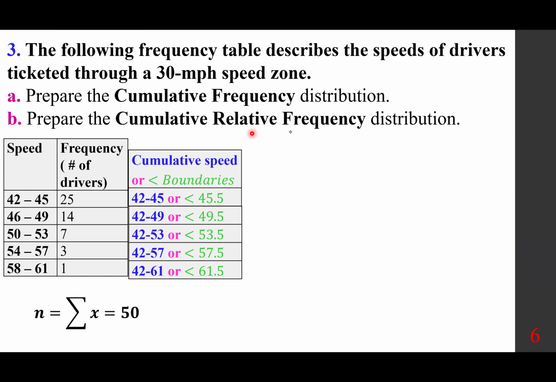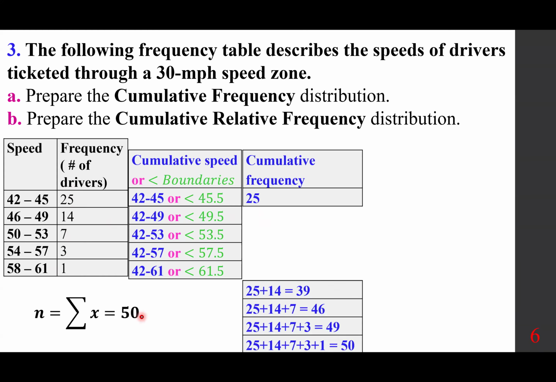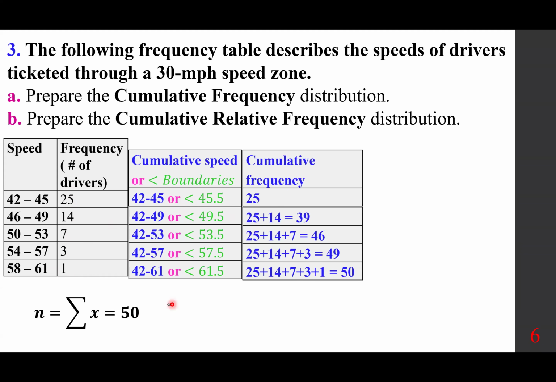So what about the frequency? We're going to write number 25 here. Because this is from 42 to 49, that's the meaning of it, you have to add this to 25, and 14, you put it here. Over here, you get 25 plus 14 plus 7. Over here, you get 25 plus 14 plus 7 plus 3, and the final one plus 1. So the last one must always be equal to n, or 50. Otherwise, we've made a mistake. Okay? And so that's the way we go with cumulative frequency.